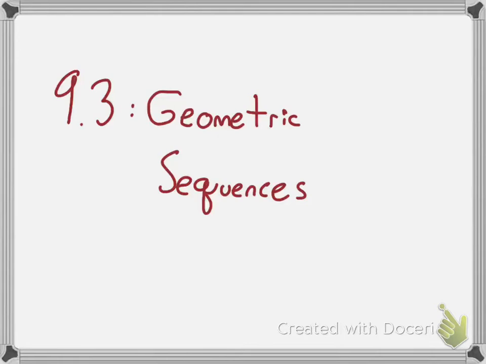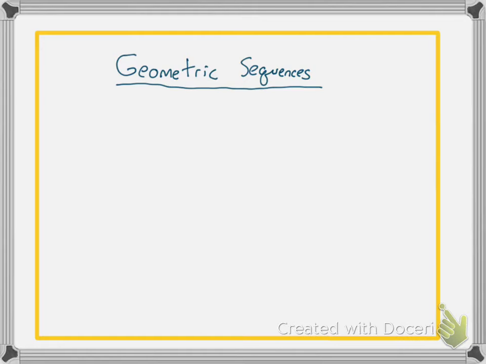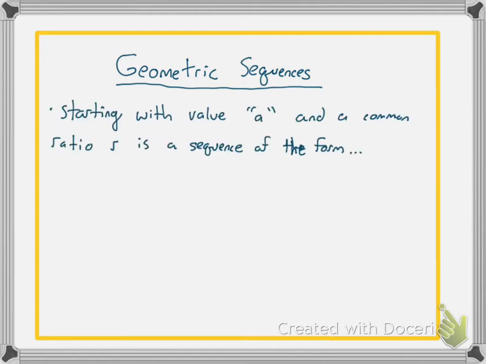In section 9.3, we're going to be talking about geometric sequences. So in a geometric sequence, you're starting with a value a and a common ratio r, and you have a sequence of the form: you start with a, then you go to a times r, then a times r again, then times r again, and that's how the pattern's going to go.